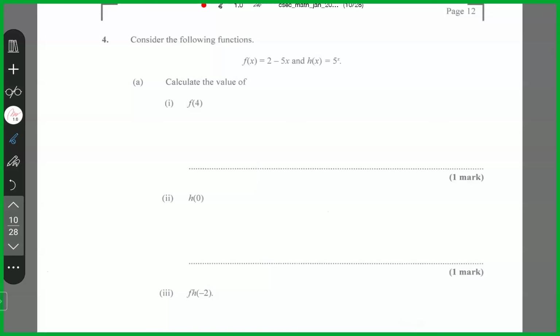All right, question number 4 says, consider the following function. f of x is equal to 2 minus 5x. h of x is equal to 5 raised to the power x. We're asked to find f of 4. So f of x is 2 minus 5x. f of 4 is saying to me in f, wherever I see x, I'm going to put 4. So this is 2 minus 5 times 4, which is 20. This is minus 18.